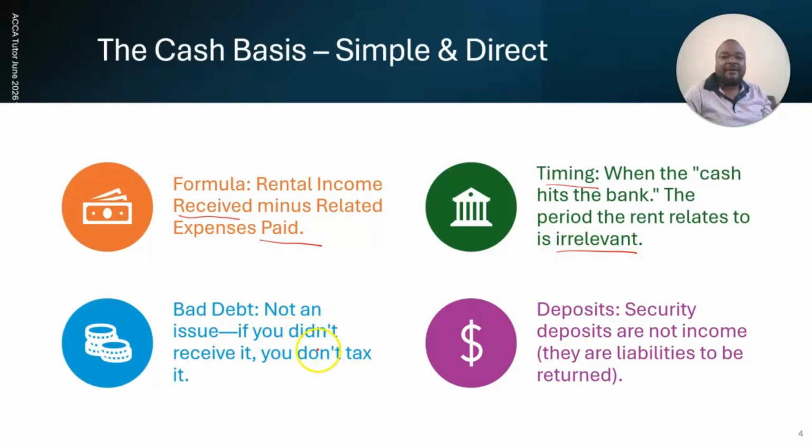Bad debt. This one is not an issue. If you didn't receive it, you are not going to be taxed. All right. So bad debts in the cash basis system are irrelevant. You need to ignore them. What about deposits? Security deposits are not income. They are liabilities to be retained. So again, these ones, you must not worry about them. Why? Because they are not your money. Yes, even if you received it, they are not your money. At one point in time, you have to retain those amounts.